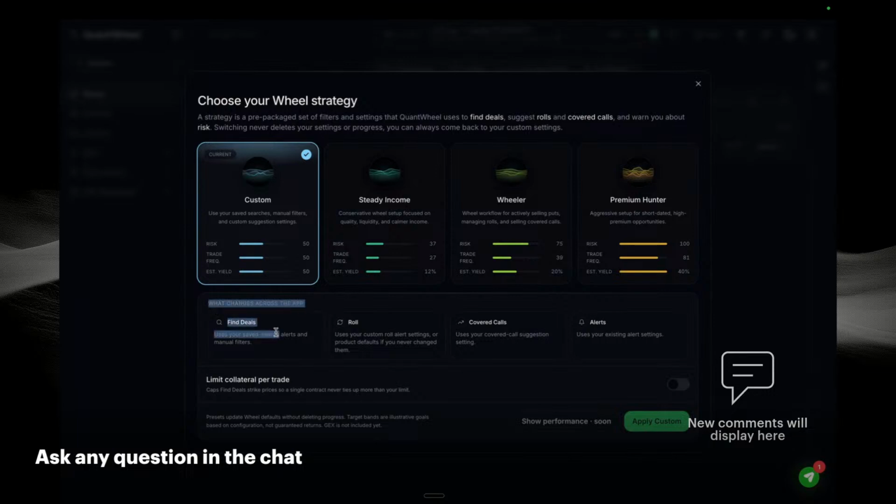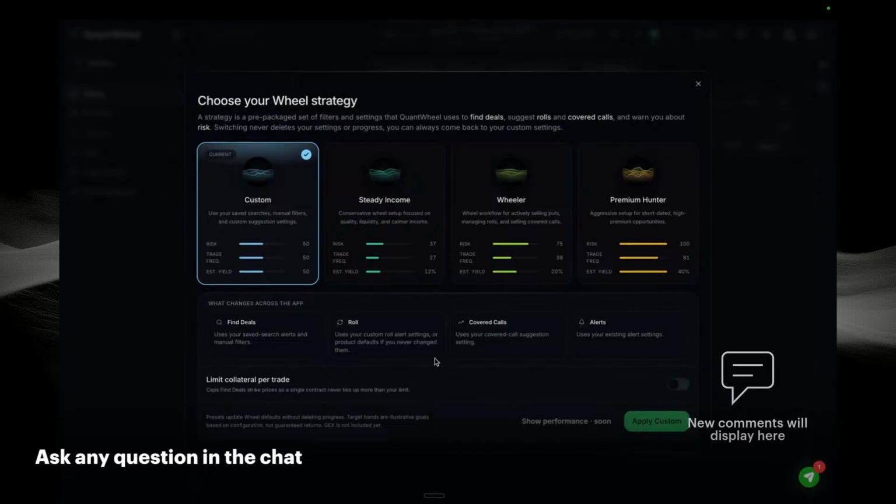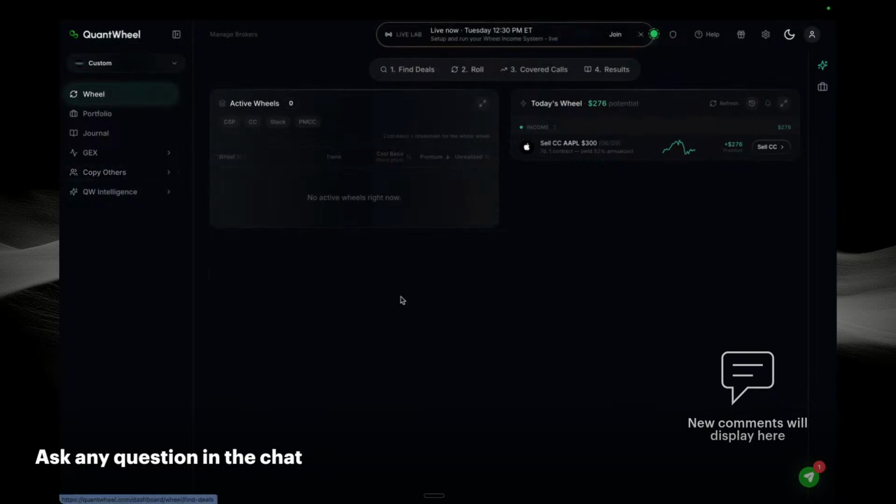And based on your strategy and desired income and risk, you are going to see different deals, different rolls for your current positions, different covered calls for your current positions, and the alerts. You can also limit collateral per trade so that you don't have bigger than, for example, 10K per contract in collateral and so on. Once you select that, I'm going to go with custom. It's already selected. I'm going to see my first screen.